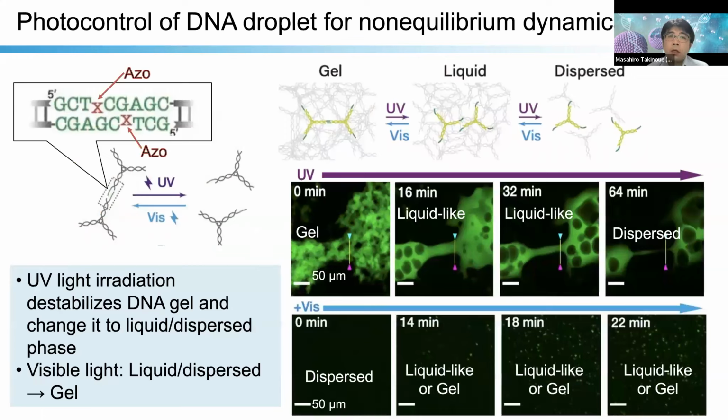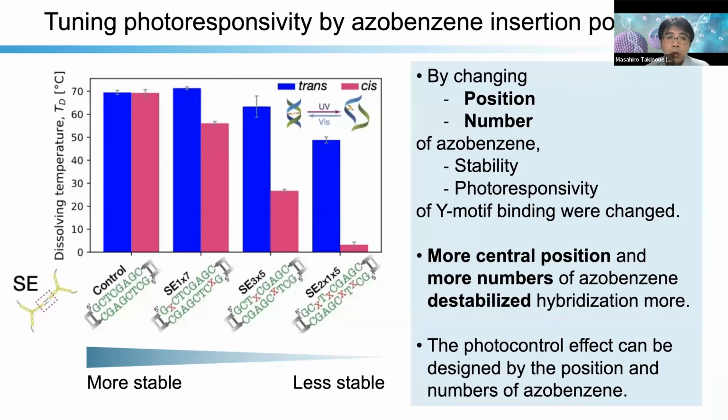So this is the result. When the UV light is irradiated, the DNA gel changes to the liquid-like state like this. And finally, DNA gels are dispersed and disappear like this. And then after the visible light irradiation to the system, the DNA gel or DNA droplet spontaneously forms like this. So we succeeded in the control of the DNA phase transition by the UV or visible light irradiations like this.